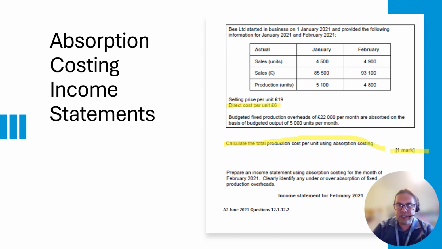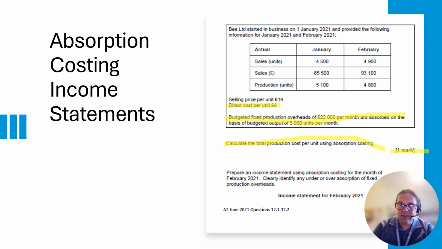Remembering that absorption costing is separating our costs into direct and indirect costs. So our direct cost is £6 per unit. The indirect cost of production is the overheads. They've said that we're budgeting for £22,000 per month, and we're absorbing that per unit, on the basis of budgeted output. So all you're going to do is 22,000 divided by 5,000. The overhead absorption is £4.40 per unit. So add the two together, your total production cost per unit is £10.40. That is it, and you get a mark.